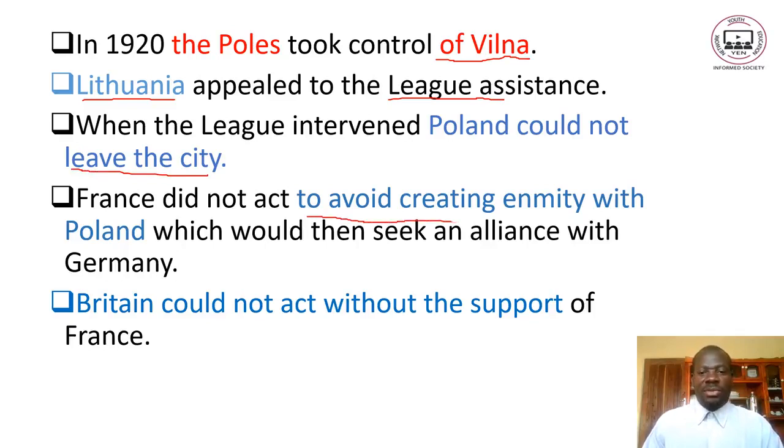France again did not act, because she was afraid of creating enmity with Poland, which could then seek an alliance with Germany. So France remained silent. And Britain did not do anything simply because she wanted France to act first. What was the result? The League did not do anything. Therefore, it also failed there in peacekeeping activities.